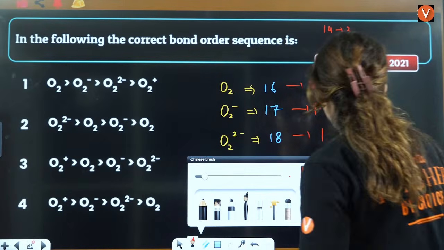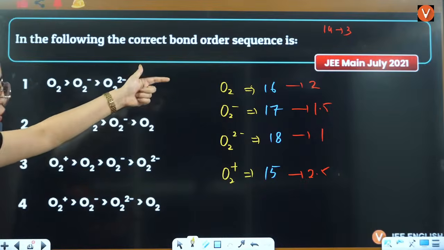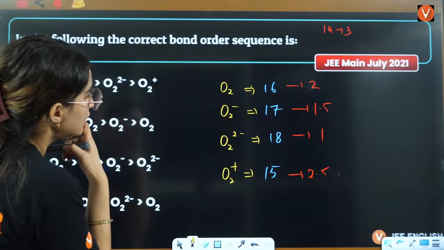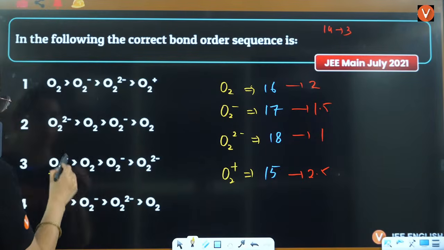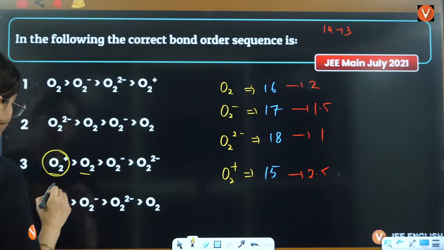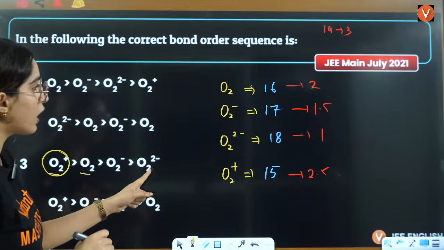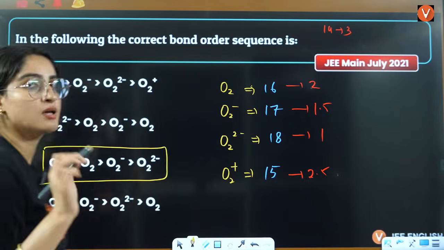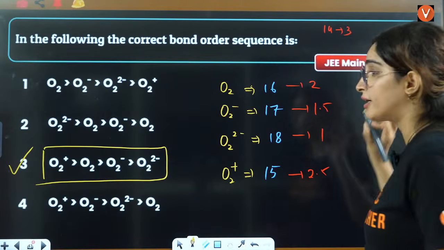Okay, so the order will be: O2 positive is maximum, then you have O2, then you have O2 negative, then you have O2 2 negative. So the answer will be C, that is the correct answer. This we have done within seconds with the help of a trick.